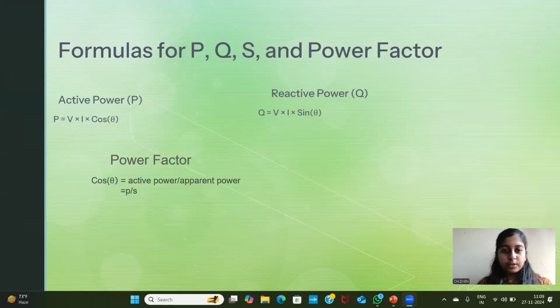So let us know the formulas of P, Q, S and power factor. First, active power P equals VI cos theta, where V is voltage, I is current, and theta is the phase angle. Reactive power Q equals VI sin theta, where V is voltage, I is current, and theta is the phase angle. Now power factor equals cos theta equals active power by apparent power, that is P by S.